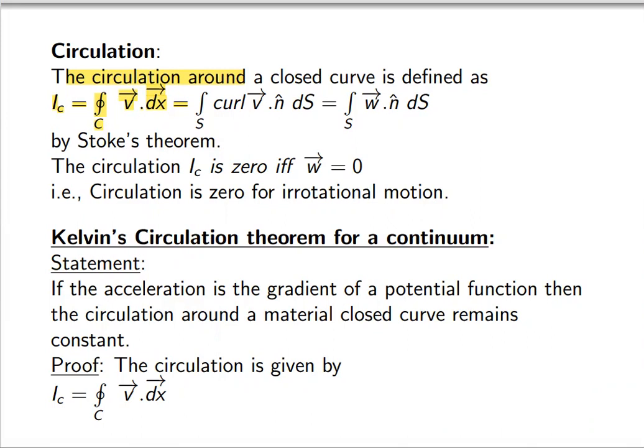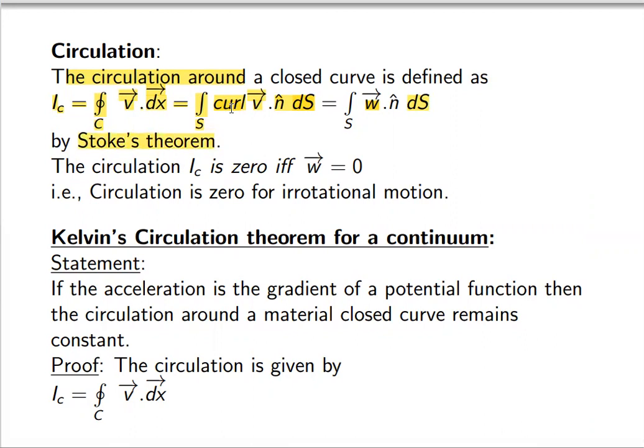This line integral can be converted to a surface integral: the surface integral over S of curl v dot n ds. And that curl v is nothing but the vorticity w or omega. So it is the vorticity omega dot n ds, where n is the outward unit normal of the surface ds. The conversion of the line integral into a surface integral is by Stokes theorem.